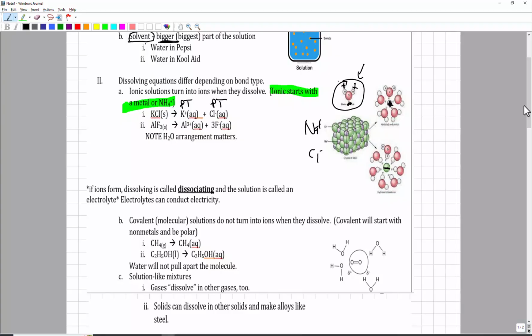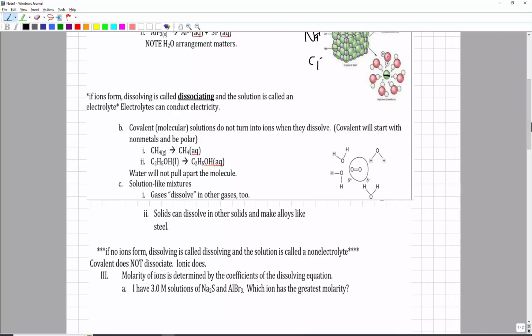So look at that arrangement of water. Now, if ions form, a special thing called dissociating happens. If it dissociates, then you have what's called an electrolyte. Electrolytes can conduct electricity, which means there is a flow of ions. Electricity essentially is a flow of ions. All right, now, that's ionic.